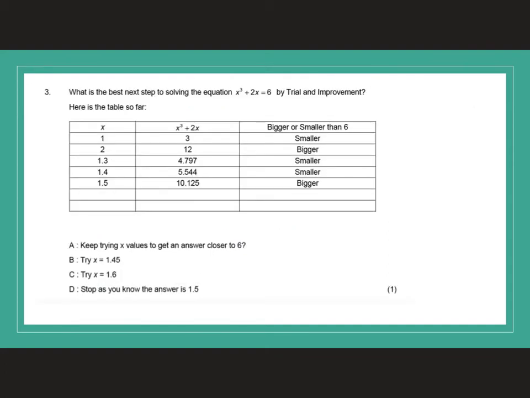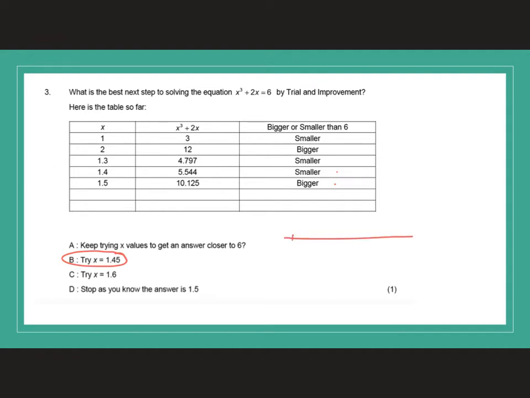So this question on trial and improvement, it's got to the point where 1.4 is clearly too small, 1.5 is clearly too large. So what is the next step? We're going to pick B, which is to try x equals 1.45. So you would try a value in between the two that you're in.